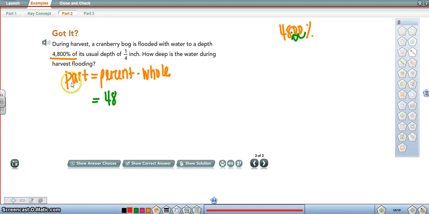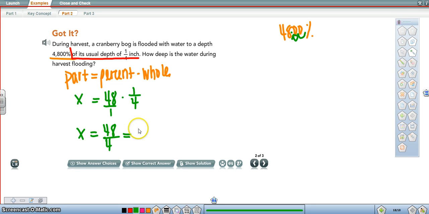Then I see that keyword of. It says of its usual depth of 1/4. So 1/4 is our whole. Again, we don't know the part. So to solve this, we would do 48 times 1/4. You could give 48 a denominator. 48 times 1 is 48. 1 times 4 is 4. 48 divided by 4 will be 12.